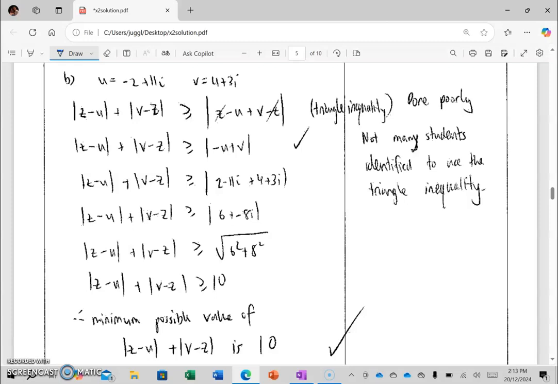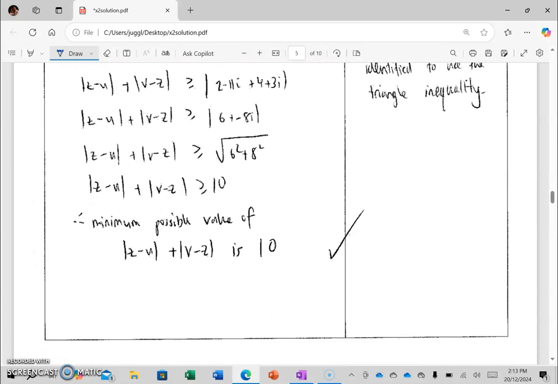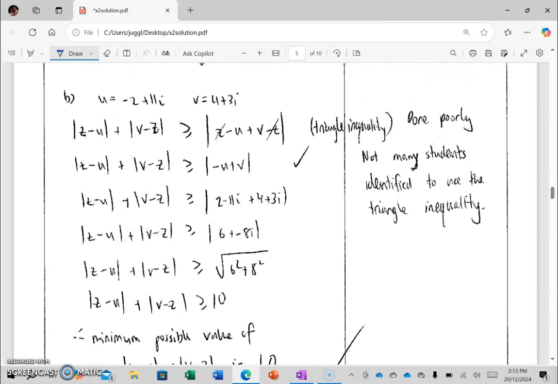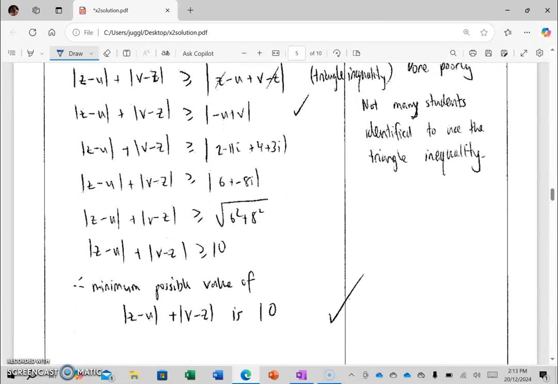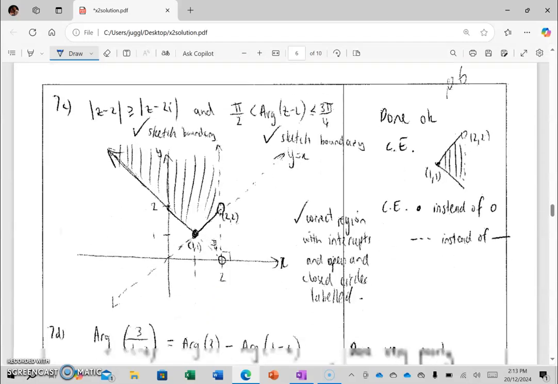And then you just work out what negative u plus v is, and then you work out the modulus of that is 10. So therefore you get this expression by the triangle inequality. So therefore it would be the minimum when u, v, and z are all collinear, and that will be when a value of 10. The minimum value is 10. So 1 mark for setting up triangle inequality or justifying that it has to be collinear. Second mark for the answer 10.